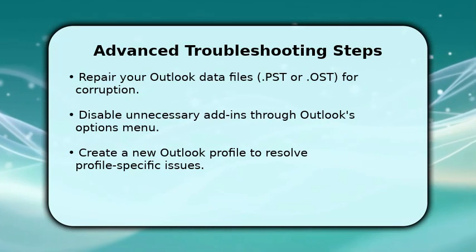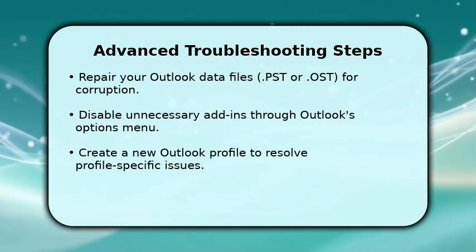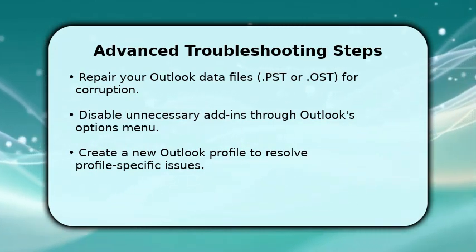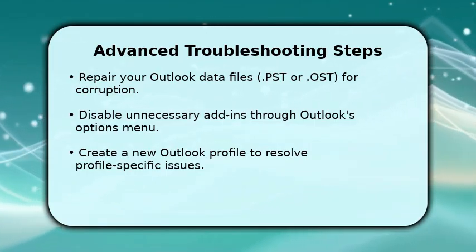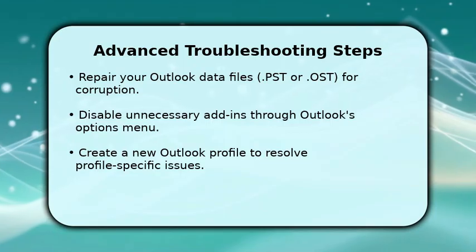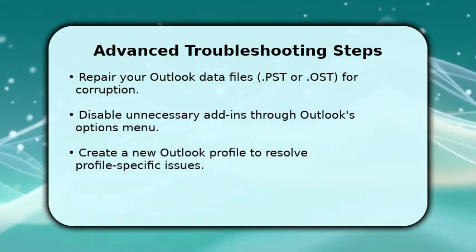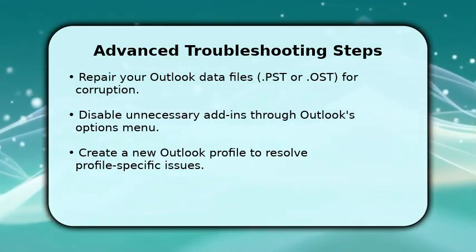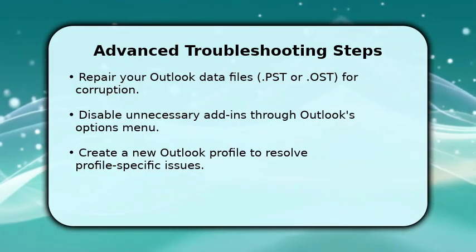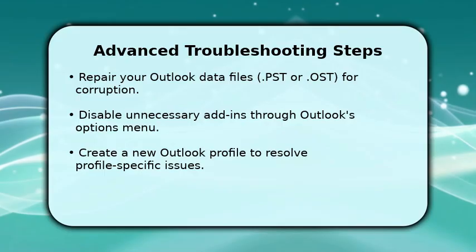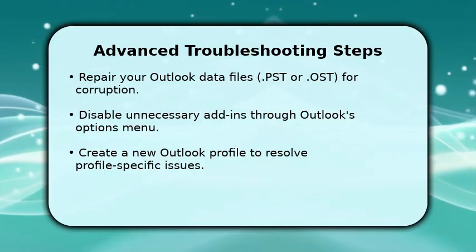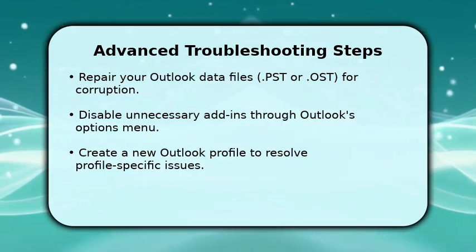If quick fixes don't work, consider repairing your Outlook data files, such as PST or OST files, using the Inbox Repair tool. This can fix corruption that causes freezing. Also, navigate to Outlook's options and disable any add-ins you don't actively use. Too many can slow things down. As a more advanced step, creating a completely new Outlook profile can often resolve deep-seated configuration problems.